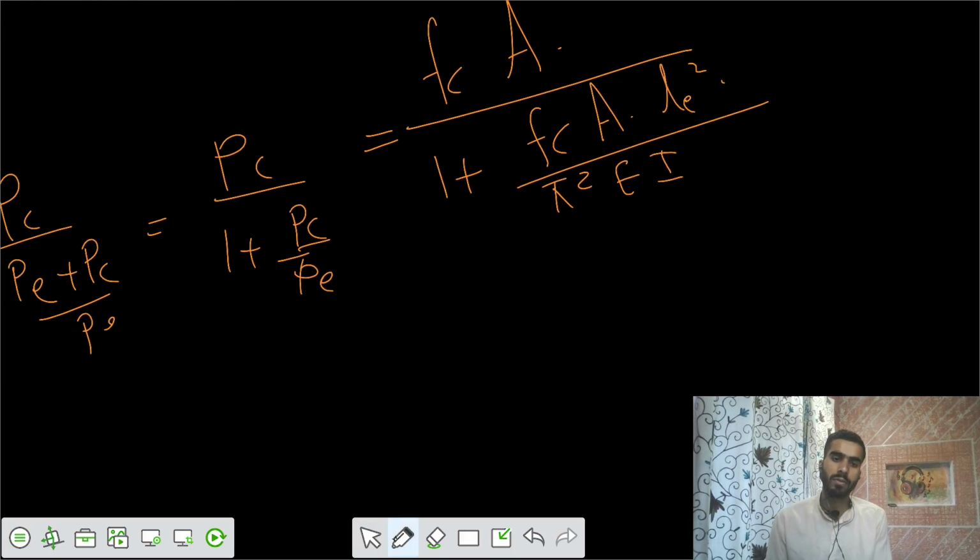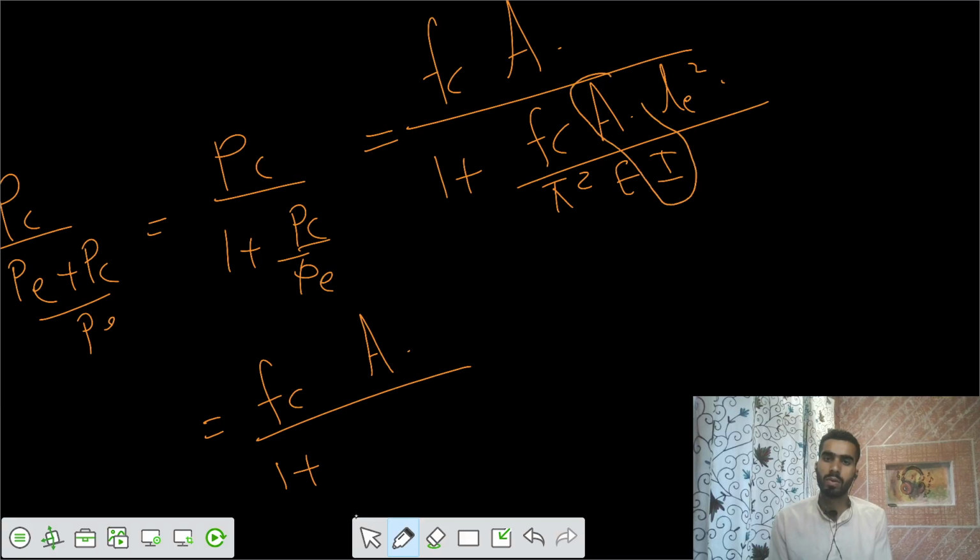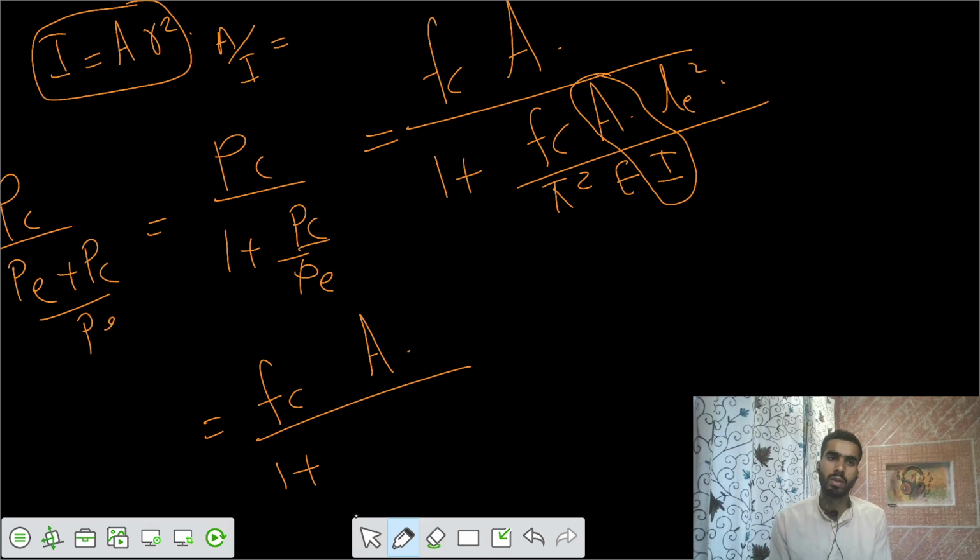So I can simplify it. So I can get a value of FC A by 1 plus, do I know this value? What is this value? I equals A R square. Do I know this value? I equals A R square. So A by I would be equal to 1 by R square. So that means L by R whole square equals lambda. So I can get a value of FC by pi square E into lambda square.